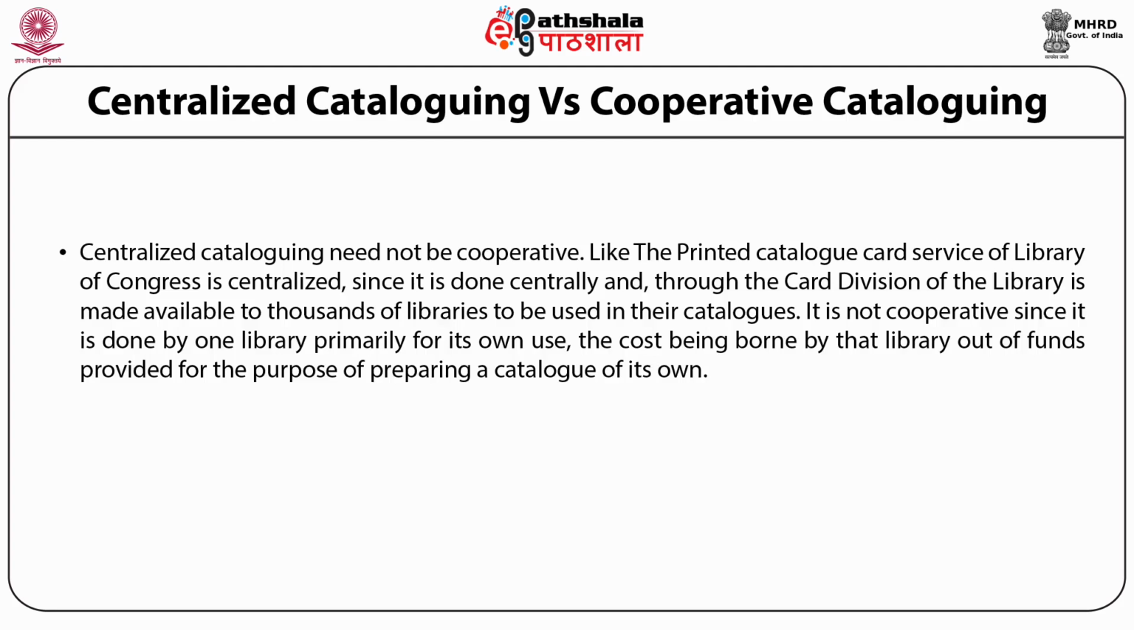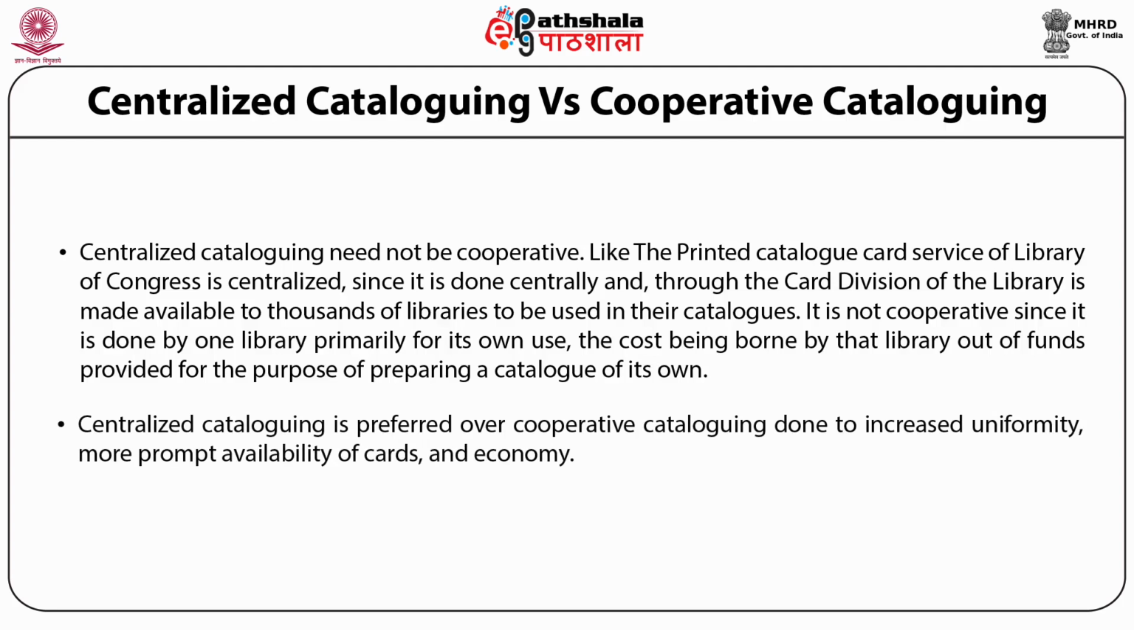Like the printed catalog card service of the Library of Congress is centralized since it is done centrally, and the card division of the library makes cards available to thousands of libraries to be used in their catalogs. It is not cooperative since it is done by the library primarily for its own use, the cost being borne by that library out of the fund provided for preparing the catalog of its own. Centralized cataloging is preferred over cooperative cataloging due to increased uniformity, more prompt availability of cards, and economy.